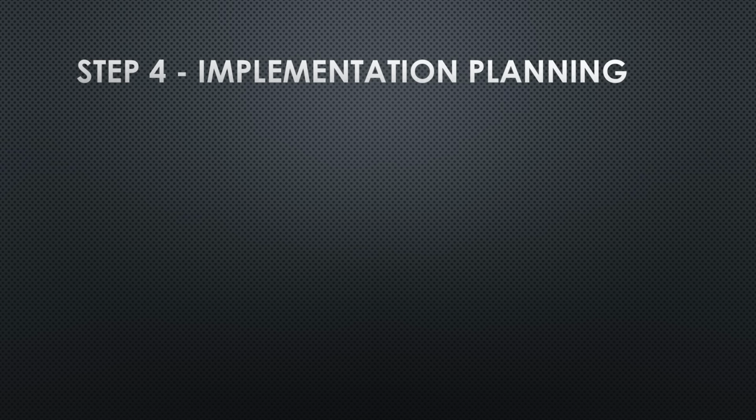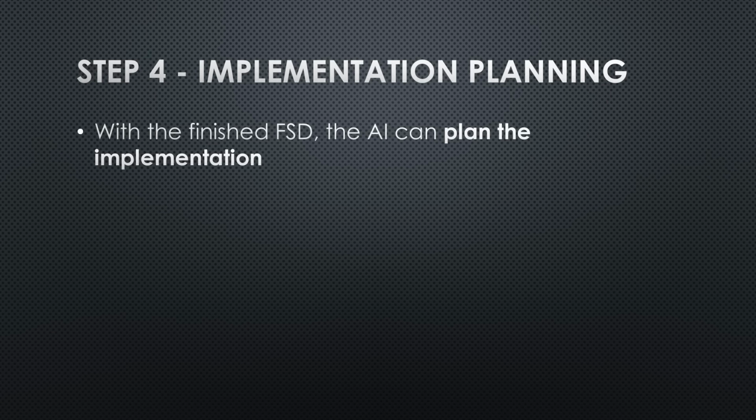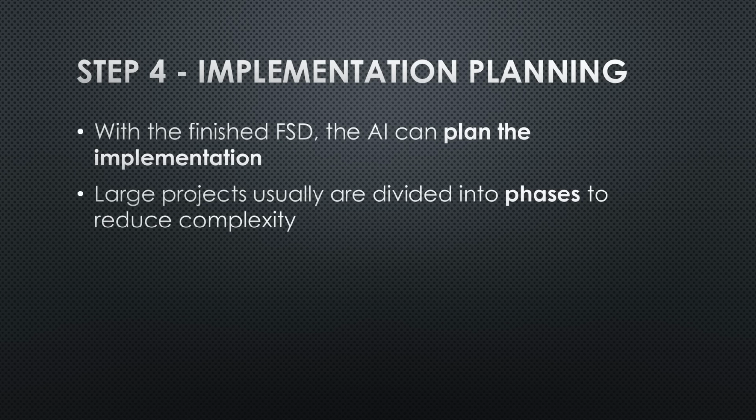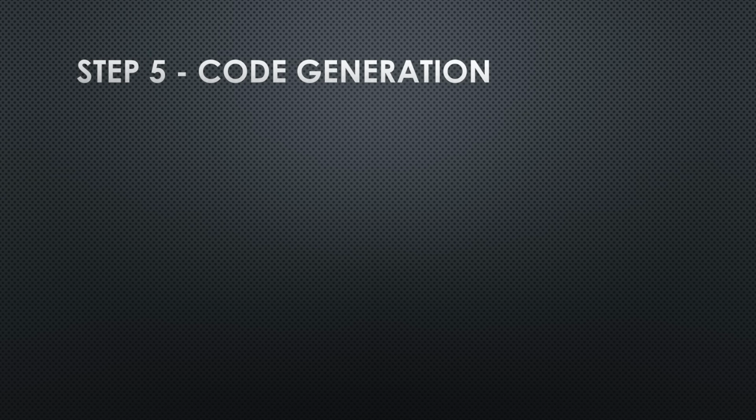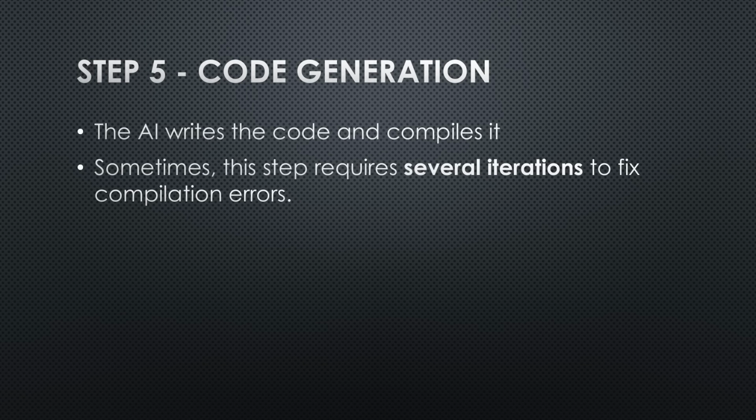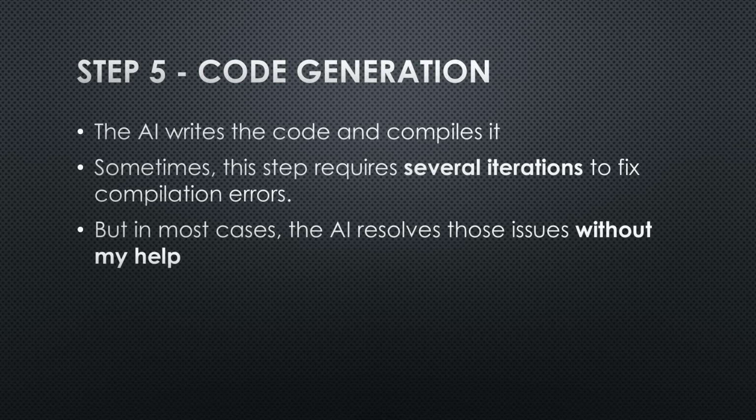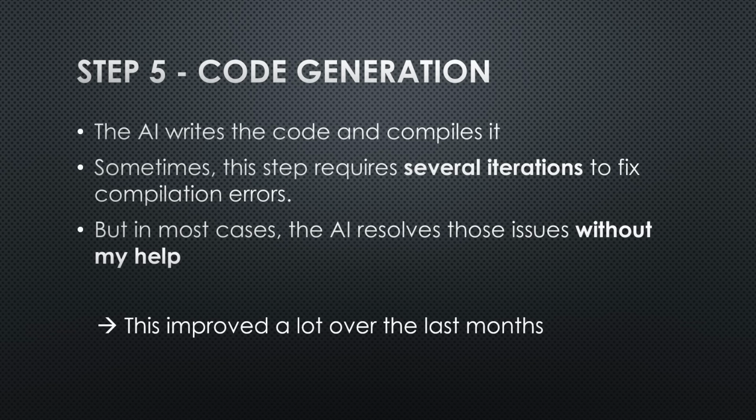Step number 4, implementation planning. With the FSD in place, I ask the AI to plan the implementation. Large projects are divided into phases to reduce complexity. Step number 5, code generation. Next, the AI writes the code and compiles it. Sometimes this step requires several iterations to fix compilation errors, but in most cases the AI resolves those issues without my help.